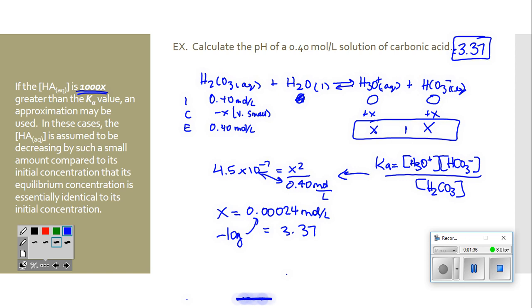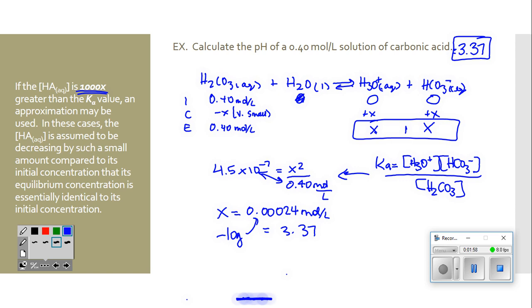Then I did negative log of X because of course X is hydronium and that's what I need to find pH. And that's how I came up with 3.37. Now because that was similar to the first one, hopefully that makes sense, but does anyone have questions they want to ask about either of those first 2 examples about acids?